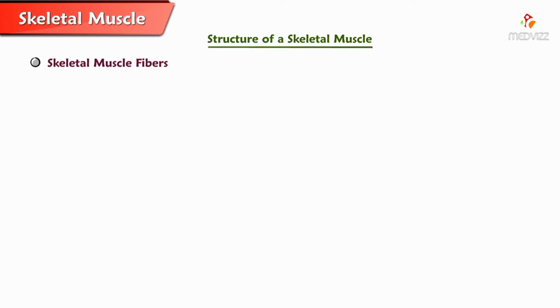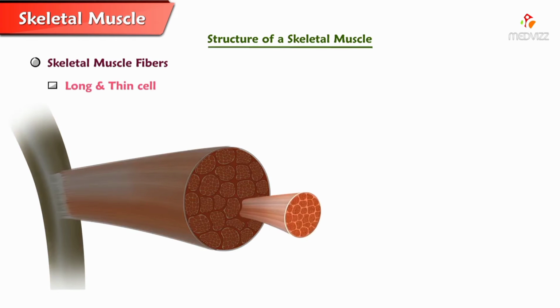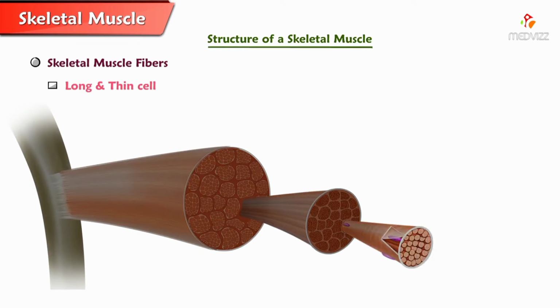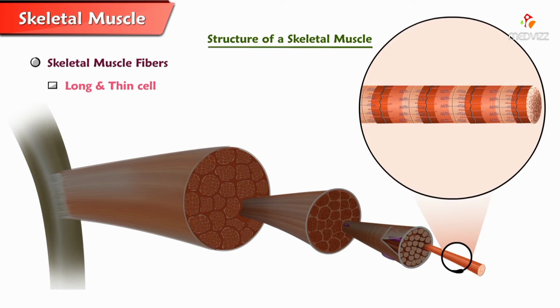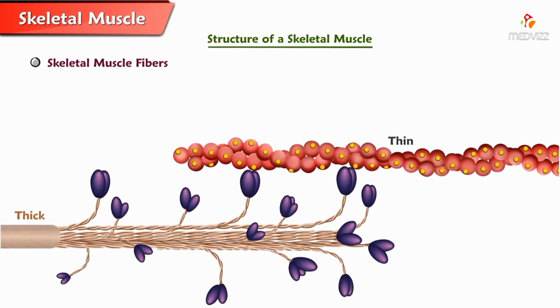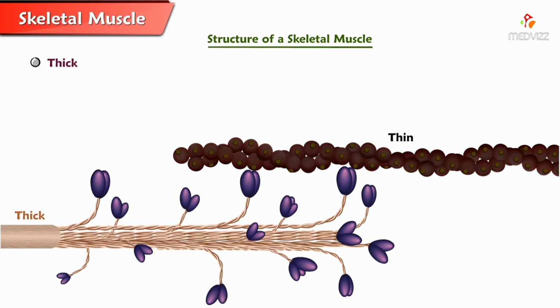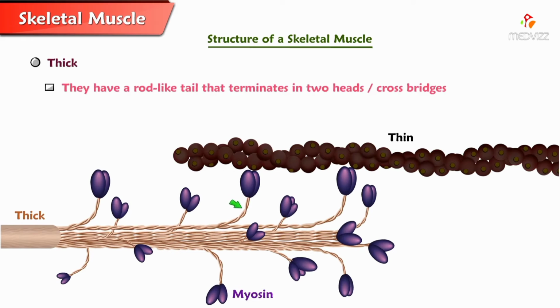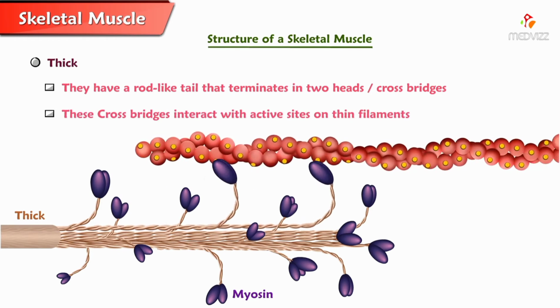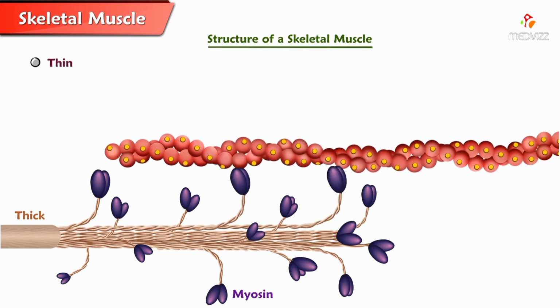Skeletal muscle fibers. A muscle fiber is a long, thin cell. Each muscle fiber is composed of myofibrils, and each myofibril is composed of two protein filaments, thick and thin. Thick filaments are primarily composed of the protein myosin. They have a rod-like tail that terminates into two heads, the cross-bridges. These cross bridges interact with active sites on thin filaments.